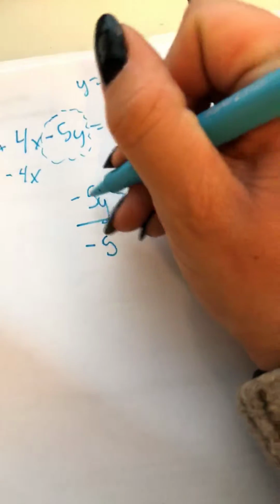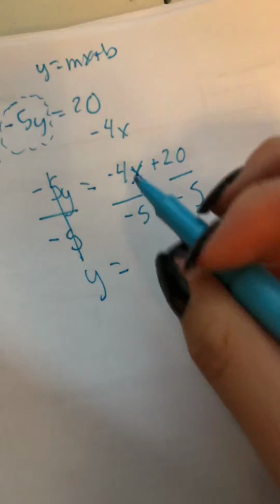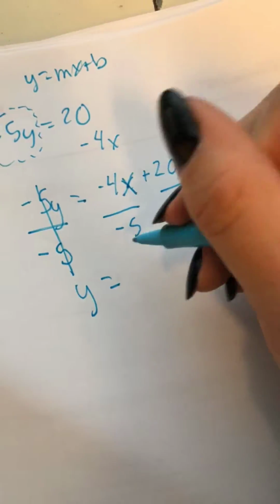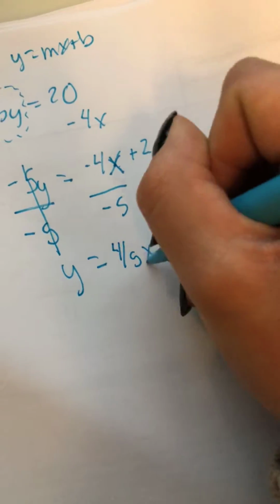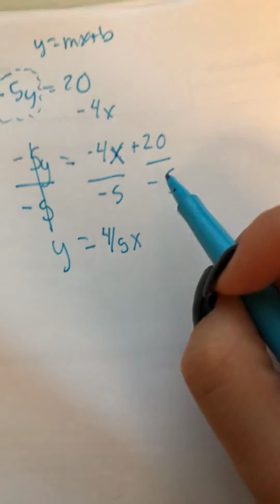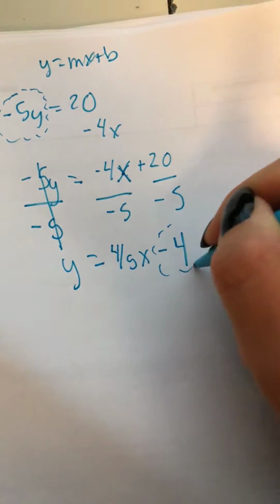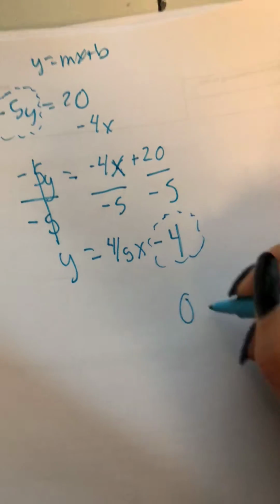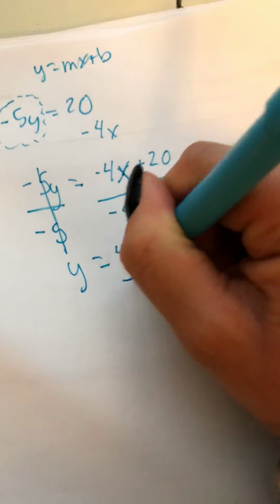Negative 5 divided by negative 5 is 1. So I'm left with y. y is equal to a negative divided by a negative is a positive. So 4/5 x. 20 divided by negative 5, a positive divided by a negative is a negative. This is telling me what my y-intercept is. So my y-intercept is 0, negative 4. And my m value is telling me my slope.